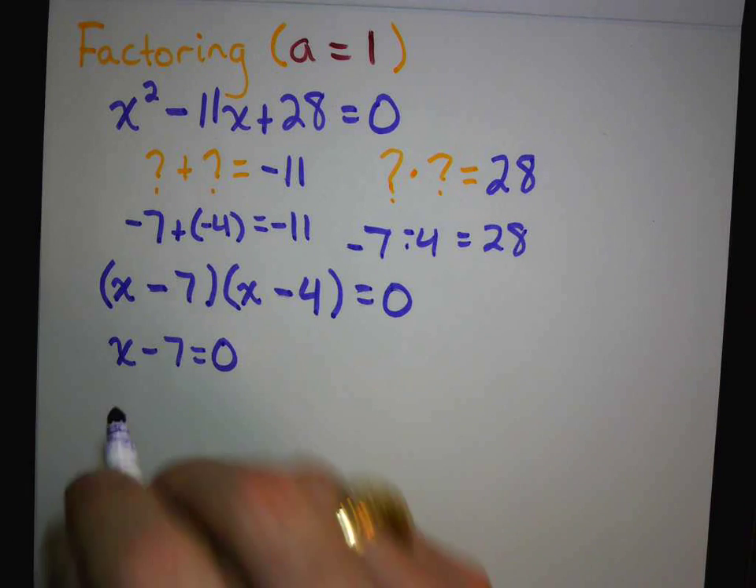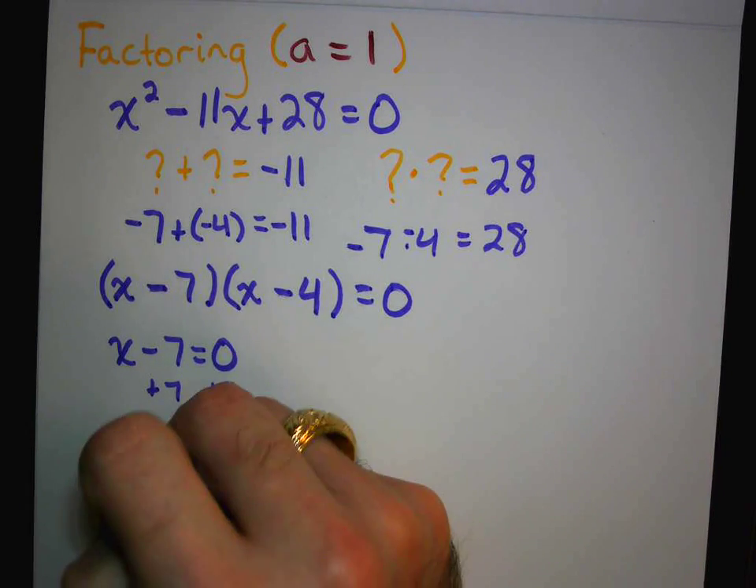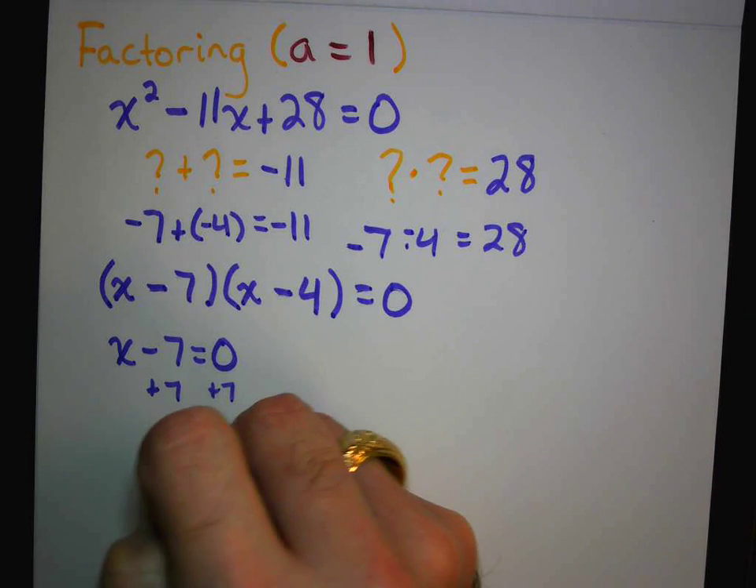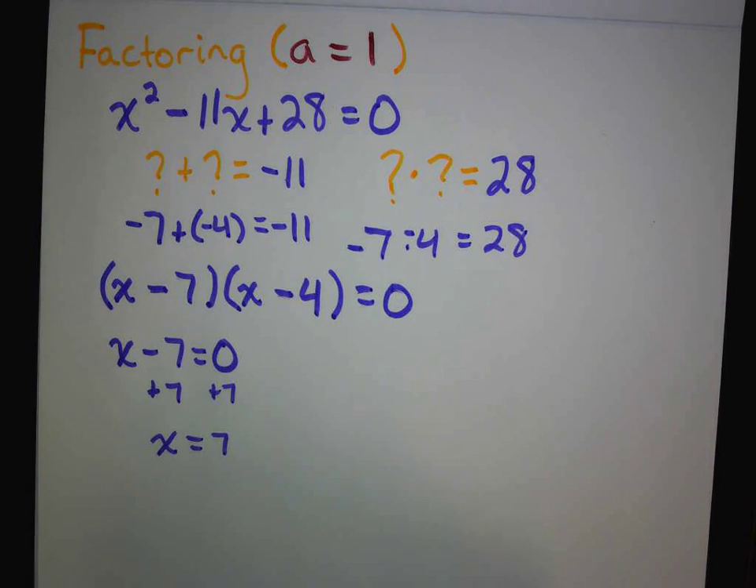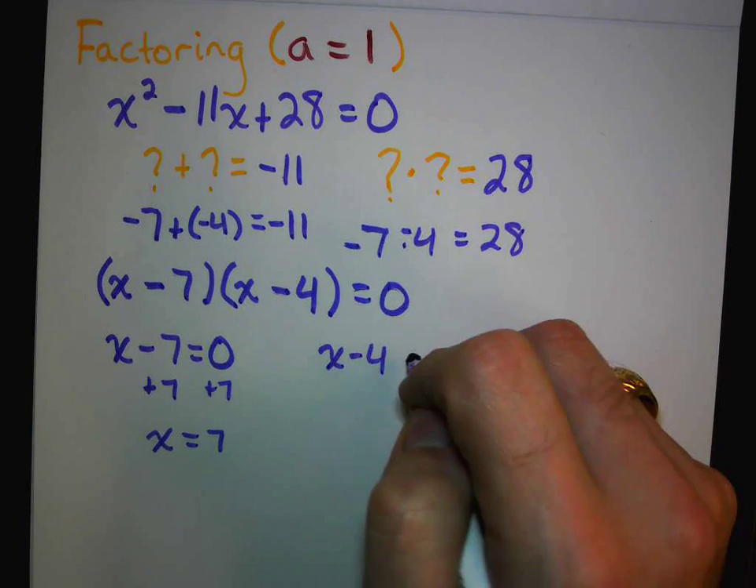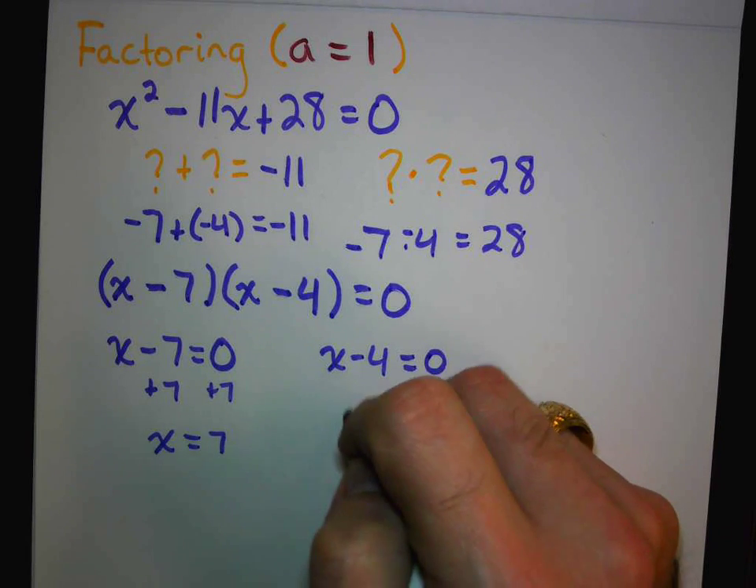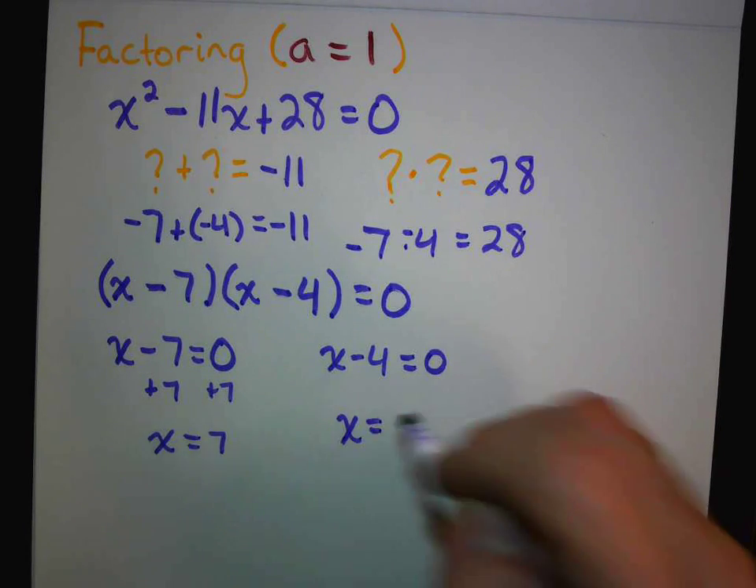So I'm going to add 7 to both sides, and I will find out that x equals 7. Okay. I can do the same thing with the other factor. x minus 4 equals 0. Add 4 to both sides, and we'll find that x equals 4.